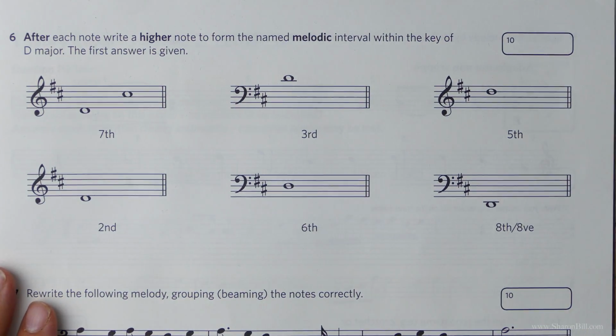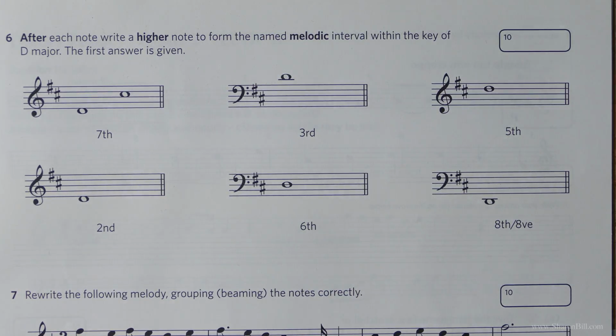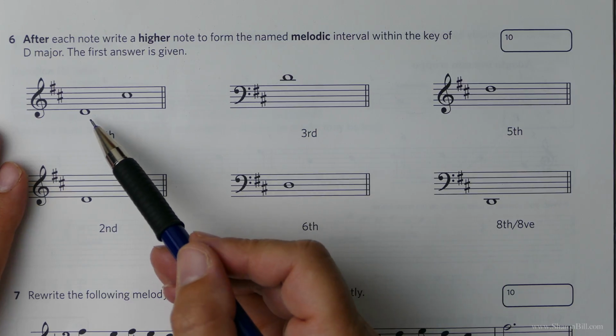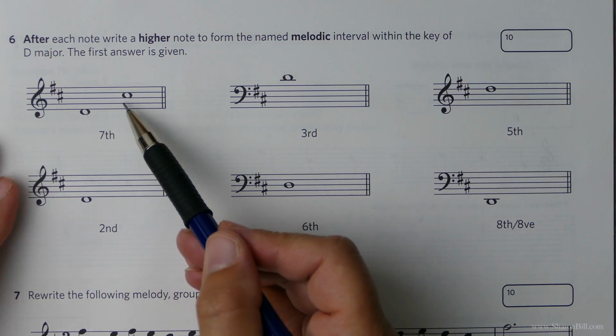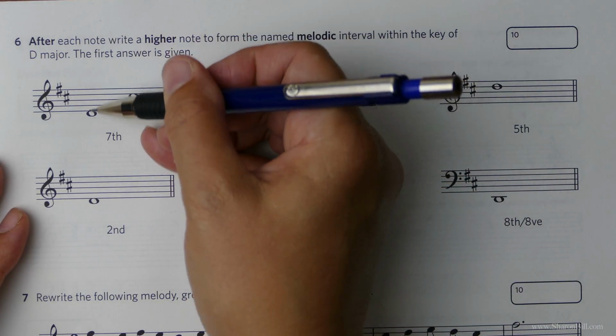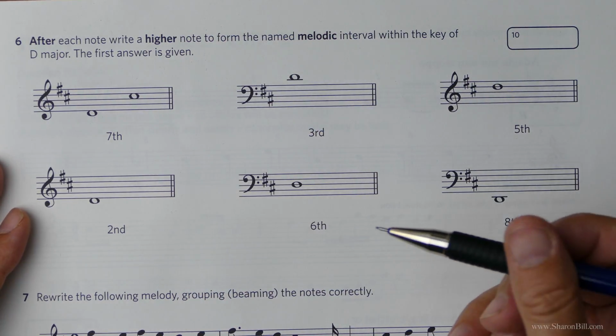So let's turn over the page and let's move on to question 6, which is a very similar question. We're still looking at intervals. We're looking at melodic intervals now. Remember, a melodic interval, they've shown us here, is an interval that comes one after the other as if it was in a melody. Harmonic intervals come together as a harmony or a chord.